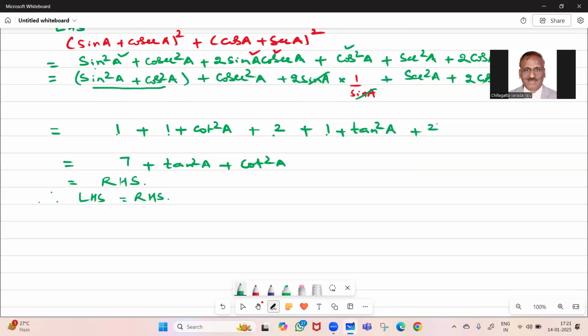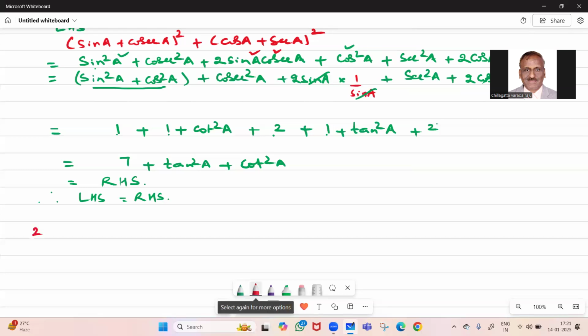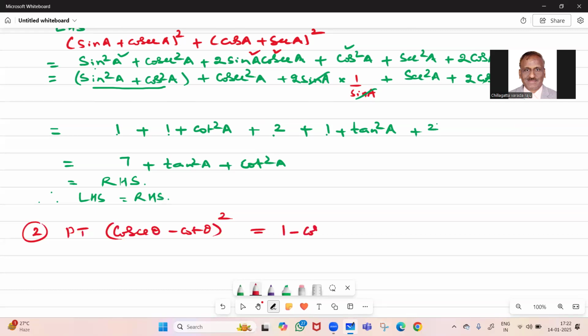So let me take the second problem, a very important problem connected to trigonometric identities. We have to prove that (cosecant theta minus cot theta) whole square is equal to (1 minus cos theta) divided by (1 plus cos theta).